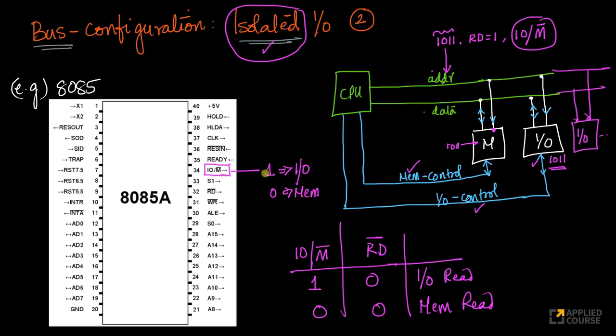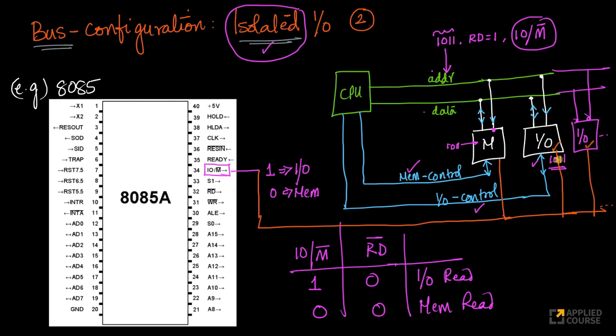My IO, if it is 1, then these IO devices, so this IO line, look at this. Internally, the way it will work is this. Okay, let me draw this with a different color. So this IO line will be connected to your memory chip. It will also be connected to all of your IO chips. Right? When it is 1, these IO chips will be active.